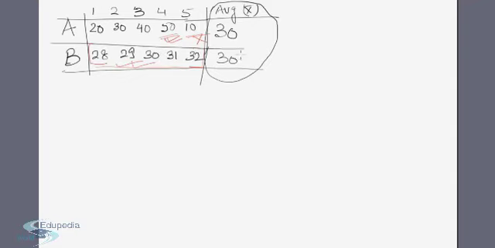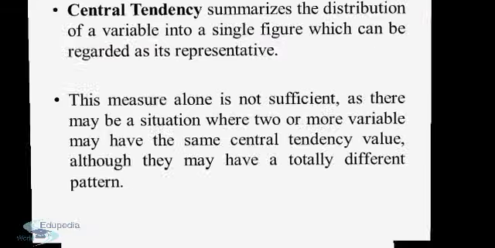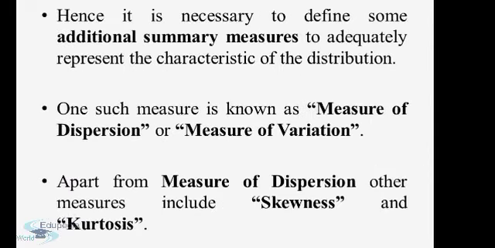Well, what we need to understand as of now is that the central tendency value, the arithmetic mean, or any central tendency value alone is not sufficient in itself to tell about the pattern or the other descriptions of a distribution. Therefore, we need other quantities. There are many. We have measures of dispersion, we have skewness, we have kurtosis, to name a few. And as of now, we will just take up the measures of dispersion, also called the measures of variation.